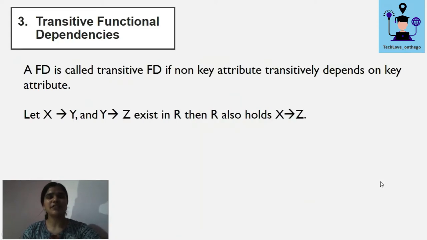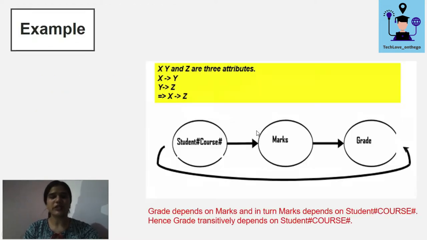Next one is transitive functional dependency. This is very similar to what we have already studied in mathematics. Like if x is determining y and y is determining z, then x is also able to determine z. So a functional dependency is called a transitive functional dependency if a non-key attribute is transitively dependent on the key attribute. So this is one example of transitive functional dependency.